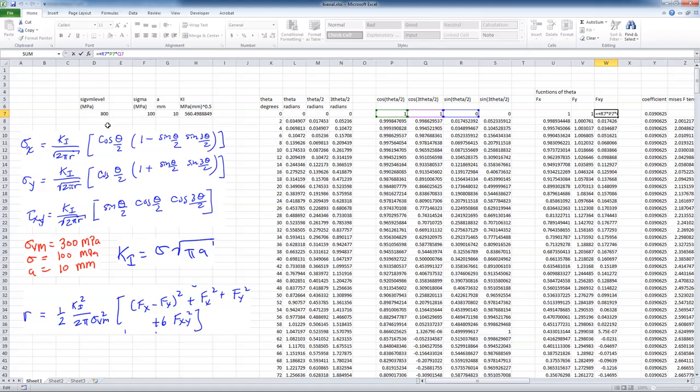Here I set my von Mises contour level at 800. That's fine. You can change it. I said 300 here, but that's all right. My remote stress level is 100. My crack length, that's the half crack length, is going to be 10 millimeters. And my K1, which is sigma square root pi a for this geometry, let's just check that. Sigma times pi times the crack length to the 0.5 power. Okay, so that looks okay.